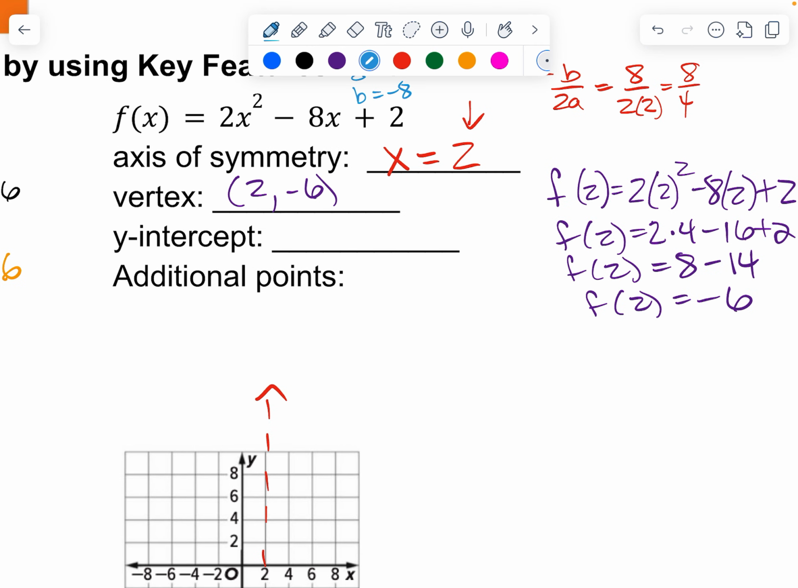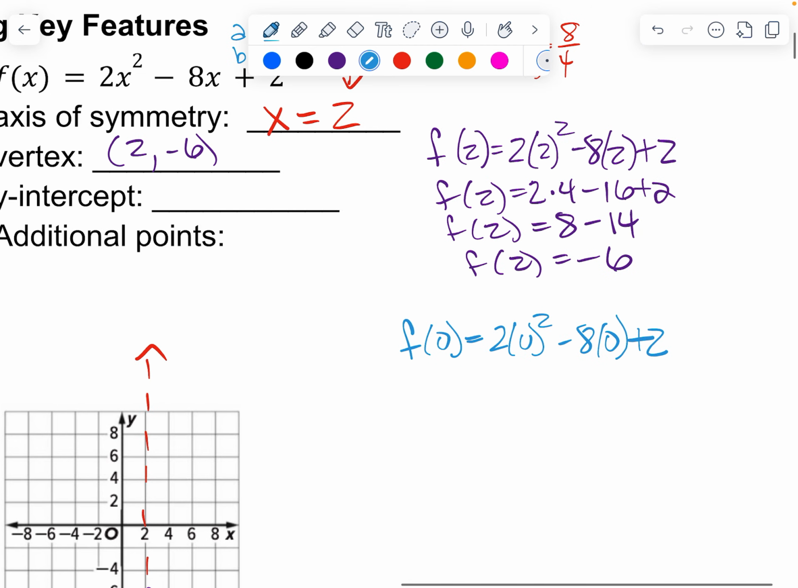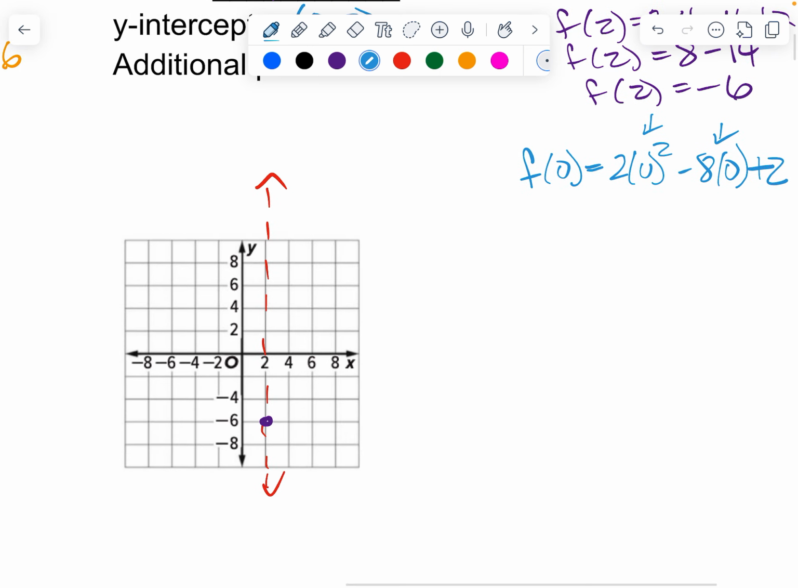Then I need to do my y-intercept. So f of 0 equals 2 times 0 squared minus 8 times 0 plus 2. This will turn to 0, this will turn to 0, so I just have 2. So 0, 2. So if that is my y-intercept, that means this right here is symmetric to that. So do you want to plug in a -2?